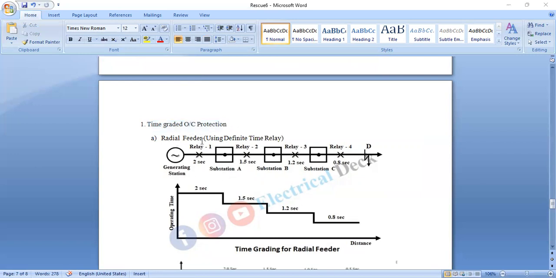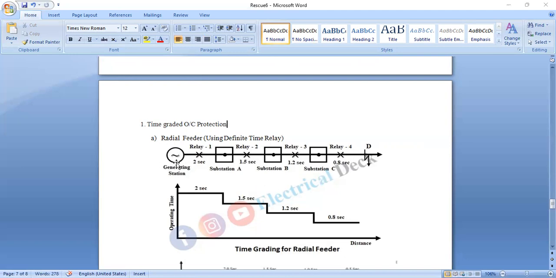For the radial feeder system, it is used as an application. We have to use the main characteristic of this radial feeder: the power can flow in only one direction. Power can flow only in one direction, that means from the generating or supply end to the load end.